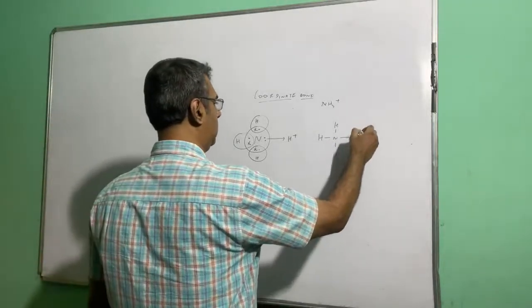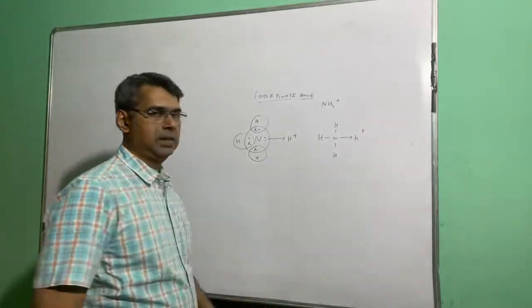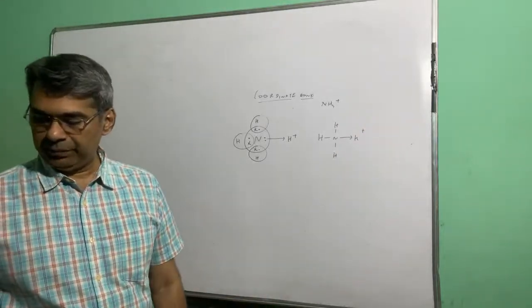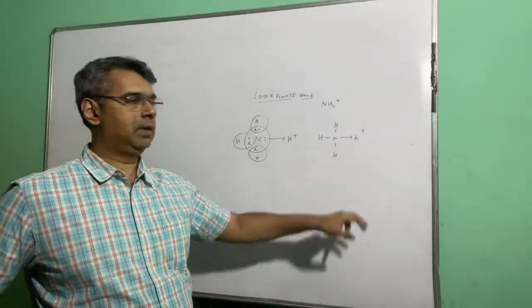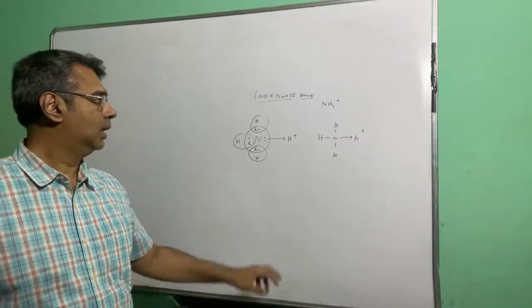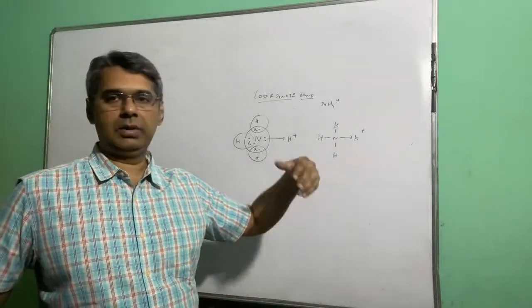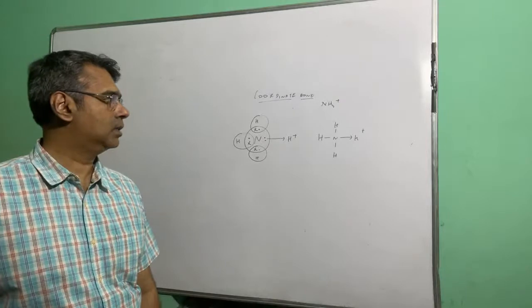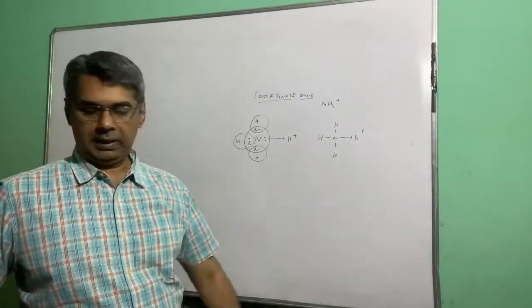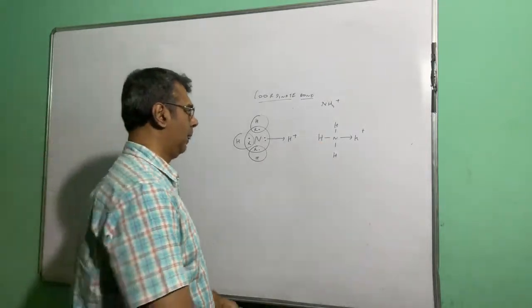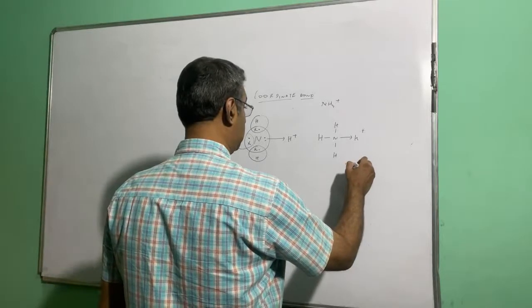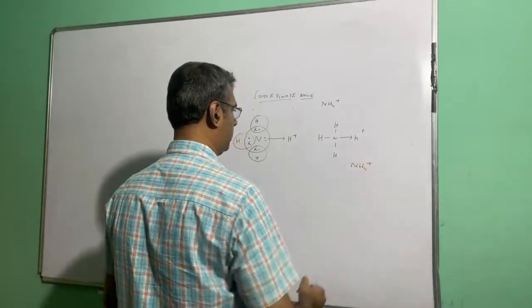And meanwhile, these 3 are single covalent bonds, like this one, this one, this one. These are all single covalent bonds. And this arrow is showing that nitrogen is donating the lone pair to H plus. So that is how you are getting a molecule that is NH4 plus.